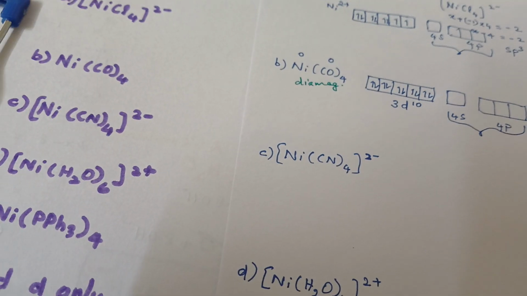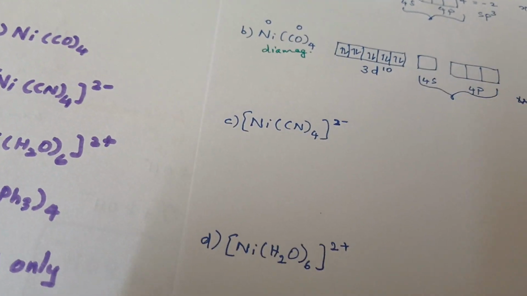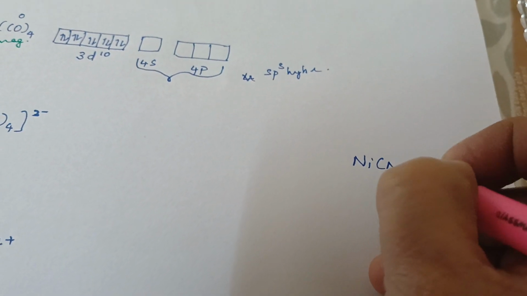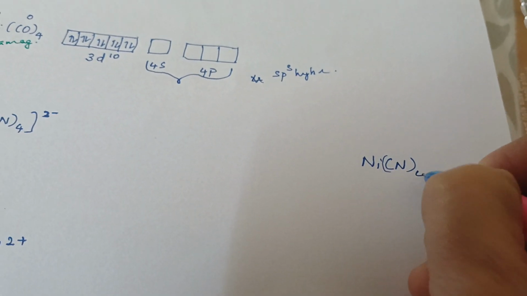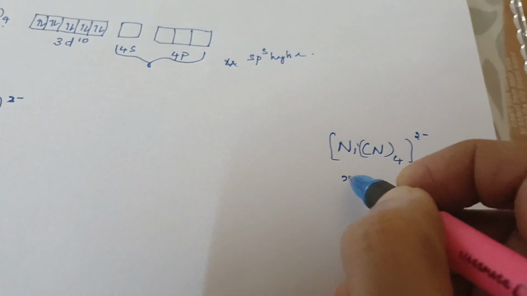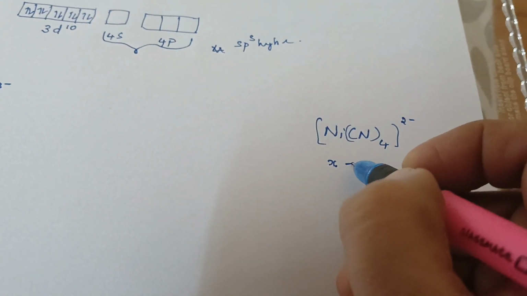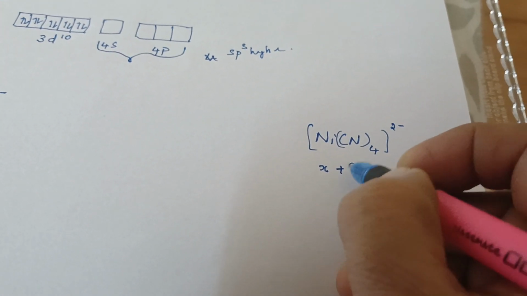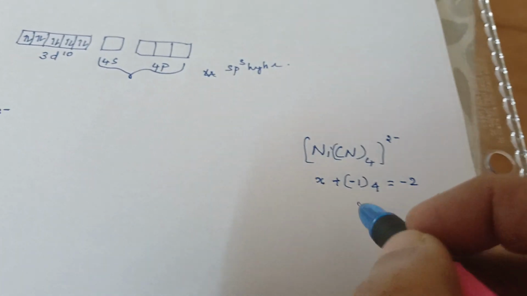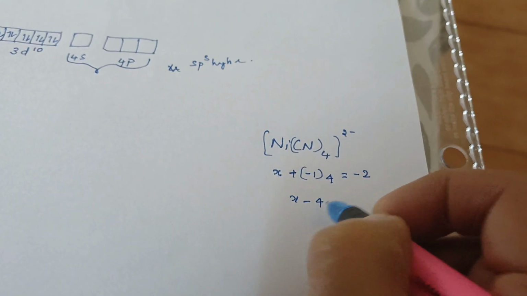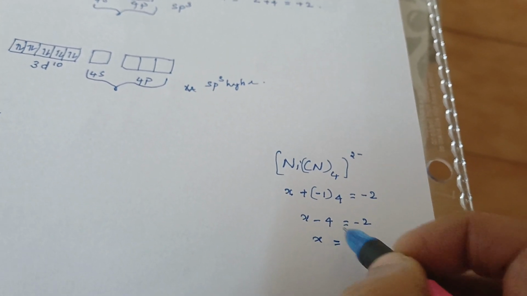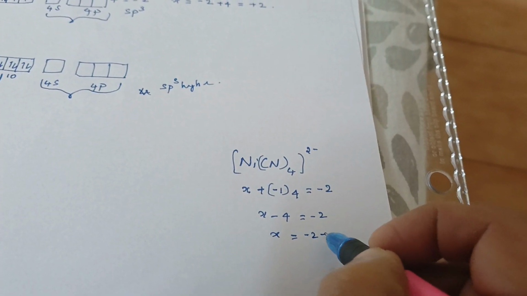Now the next one is [Ni(CN)4]2-. Let x be the oxidation number of nickel here. CN is having a -1 oxidation state. So -1 into 4 is equal to the overall charge of -2. So x minus 4 equals -2.